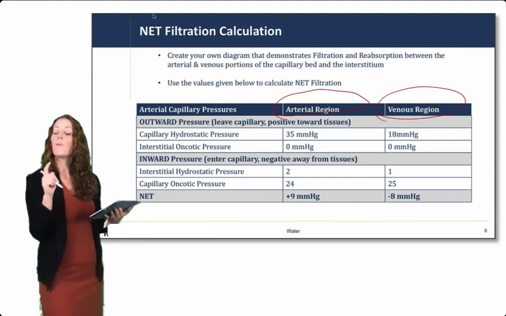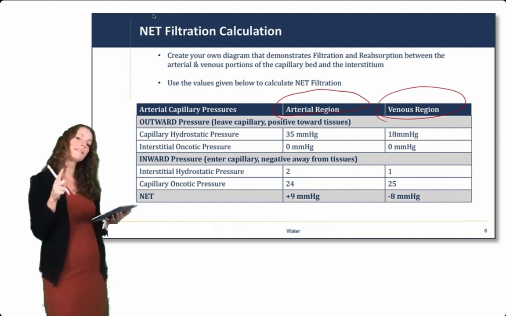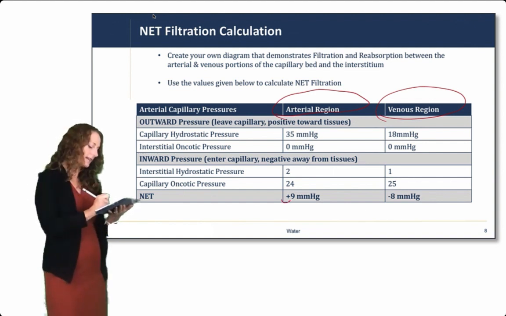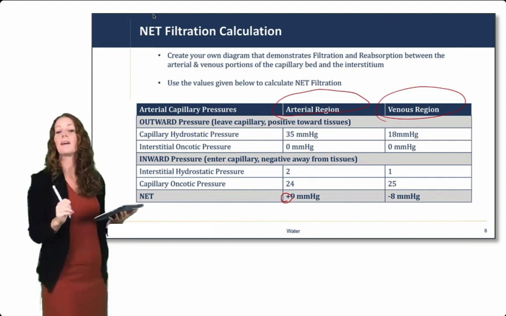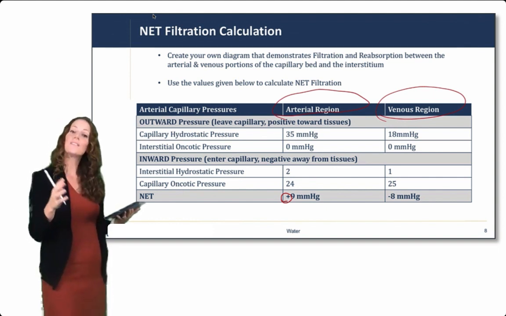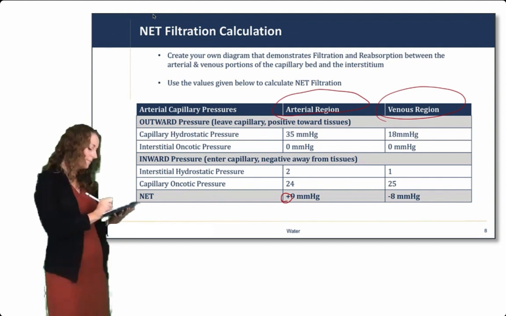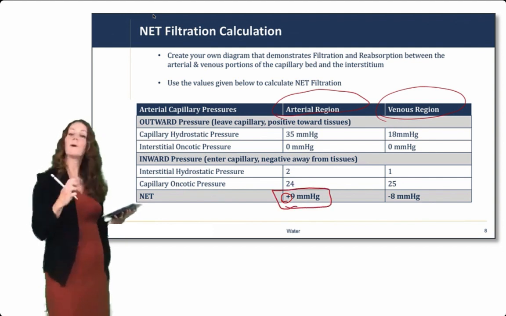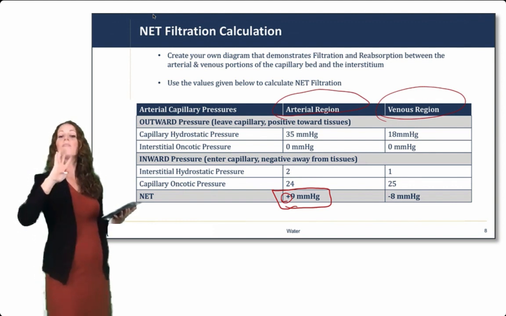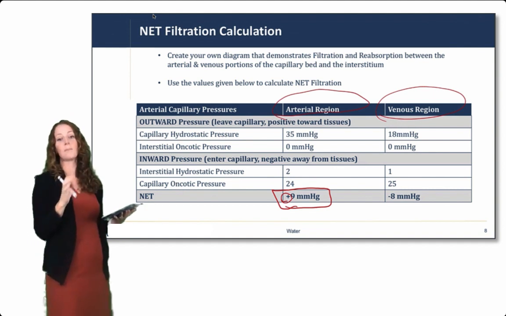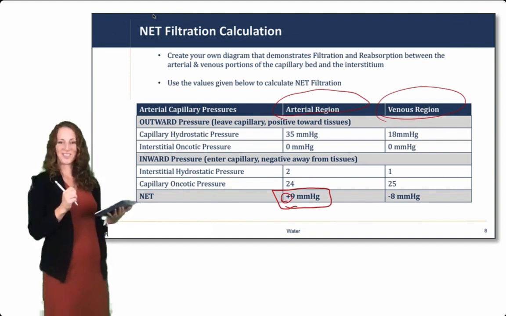Remember, overall, we want the arterial side to be a net filtration. So do we have a positive sign on the arterial side? Yes, we do. It's positive. That means we have a net positive force. The number you should have gotten when you took the outward and subtracted the inward forces here is about 9 millimeters of mercury. That's 9 millimeters of mercury pressure moving fluid into the interstitium from the arterial end of the capillary. Did you get it?